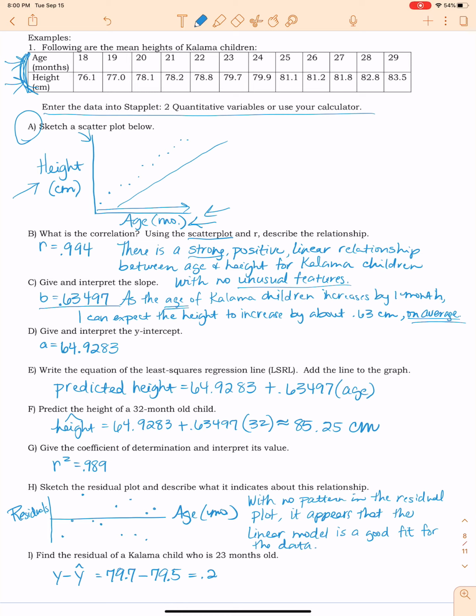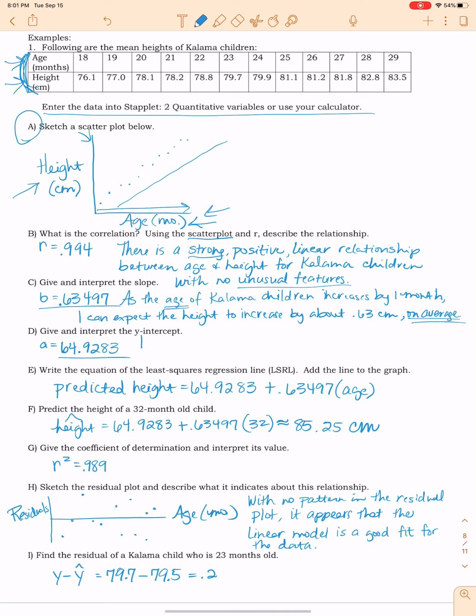All right, so give and interpret the y-intercept. This is part D. Here's my y-intercept. I got it from the same place in Staplet that I got the slope. I get it from the equation that is given to me. So remember, the y-intercept is the y value where the graph crosses the y-axis and x is 0.